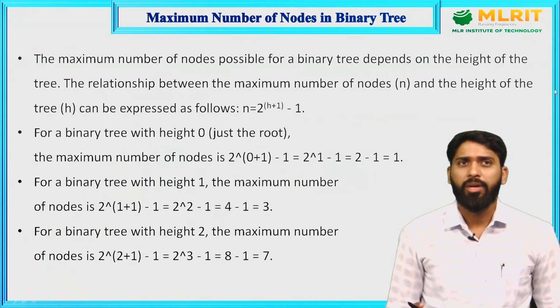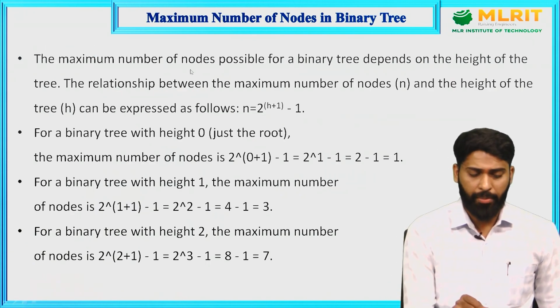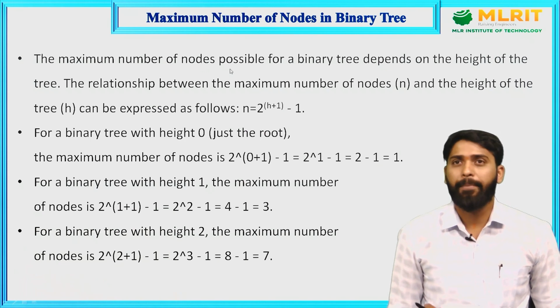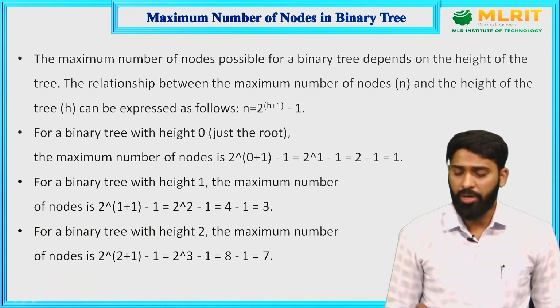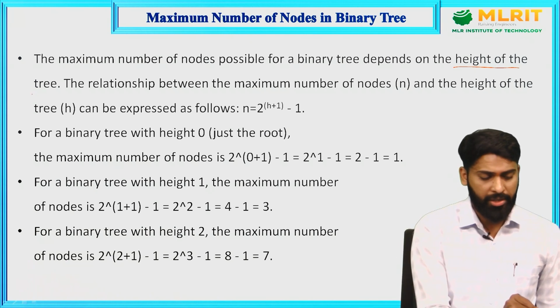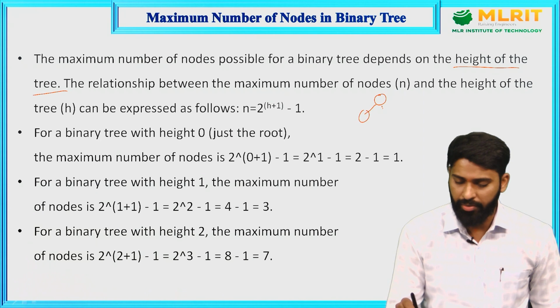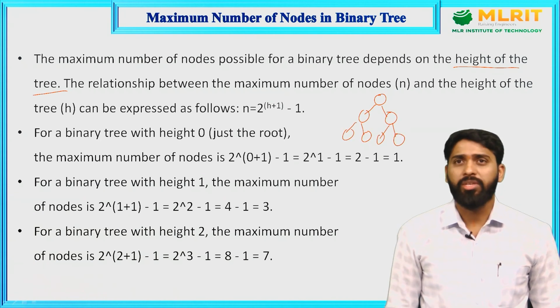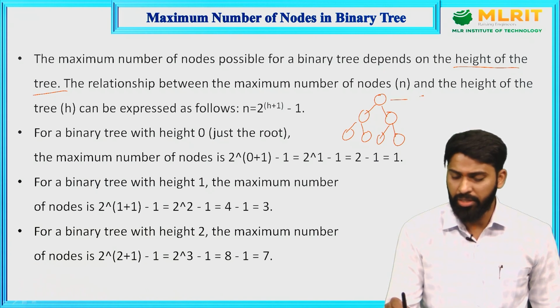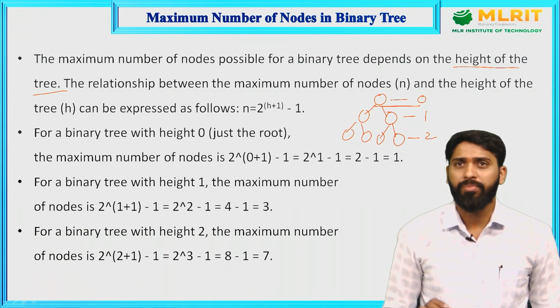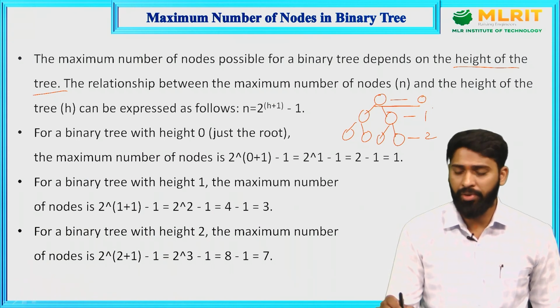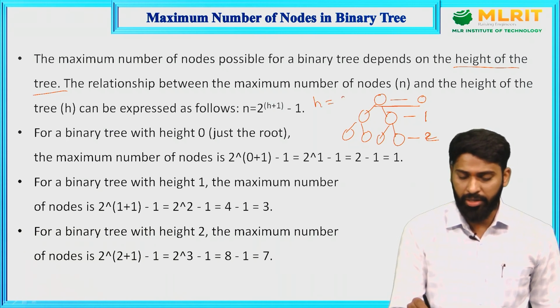So, now we see how to find the maximum number of nodes possible for a binary tree. This depends on the height of the tree. So, what is the height of the tree? For example, this is the tree we have. Okay. Now, what is the height of the tree? The height of the tree is 2. At the root, the height equals 0. Next level, increment the height by 1. So, it is 1. So, this is 2. So, the height of the tree is 2.